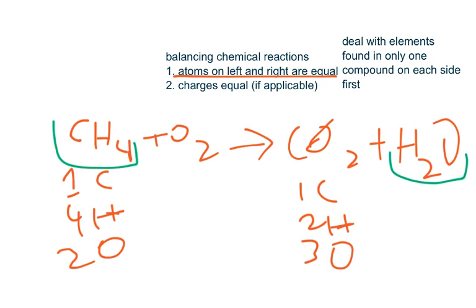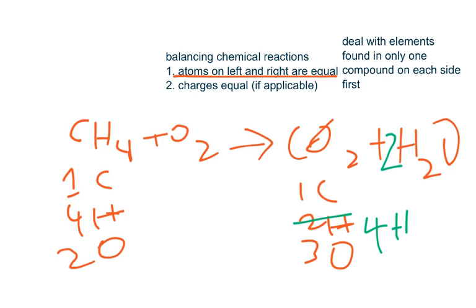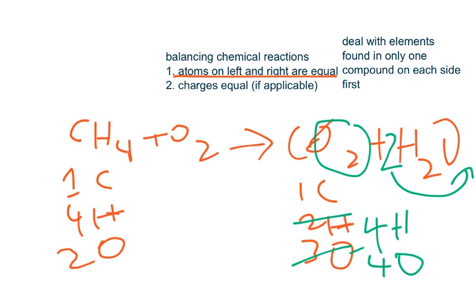So we have 4 hydrogens here and 2 hydrogens here. So I think we have to multiply this by 2 to get 4, and that would match the other side. So now we don't have 2 hydrogens, we have 4 hydrogens now, and we don't have 3 oxygens, we actually have 4 oxygens, and this is because 2 oxygens here and 2 oxygens here.